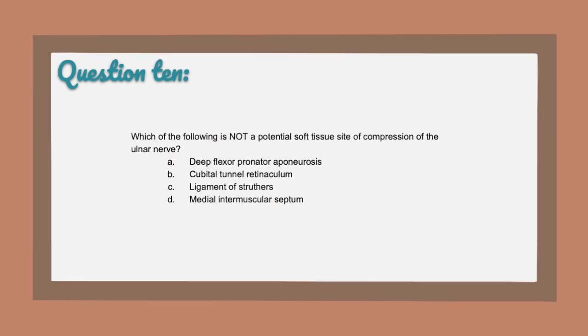Question 10, correct answer C, the ligament of Struthers is not a potential soft tissue site for compression of the ulnar nerve. That is a little bit of a tricky question. The arcade of Struthers is for ulnar nerve compression site. The ligament of Struthers is a median nerve compression site, which is rare.